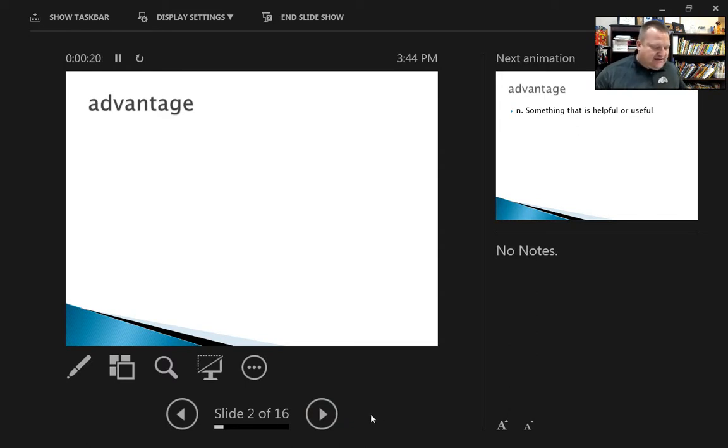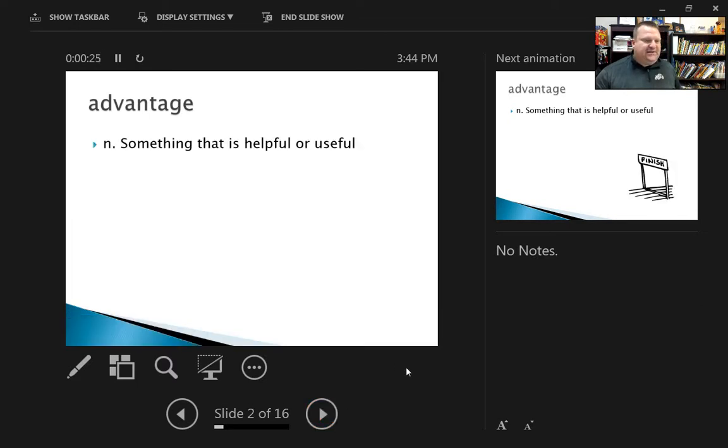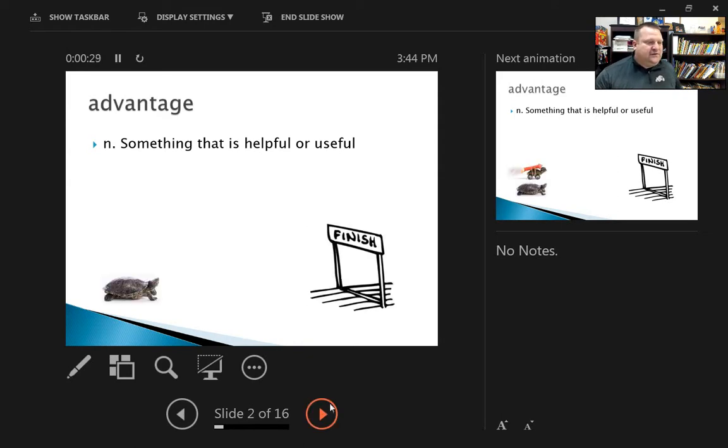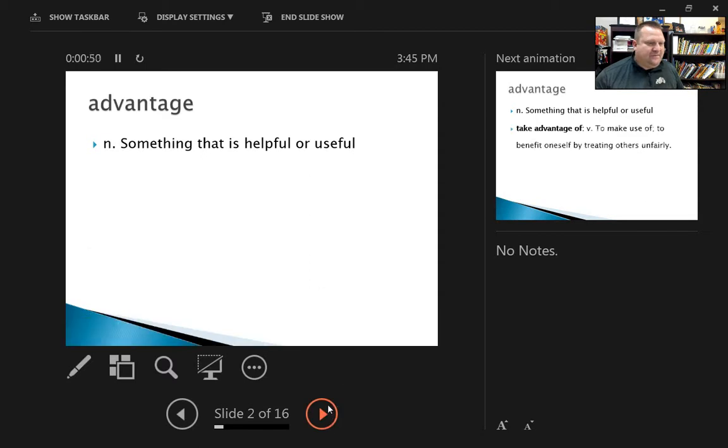It's the start of the glossary. The first word is advantage. An advantage is something that is helpful or useful to you. So, we've got a turtle running a race. Oh boy. What's something that might be helpful or useful to that turtle? How about we strap a rocket to its shell? That would be helpful. That would create quite an advantage for that turtle. Absolutely.